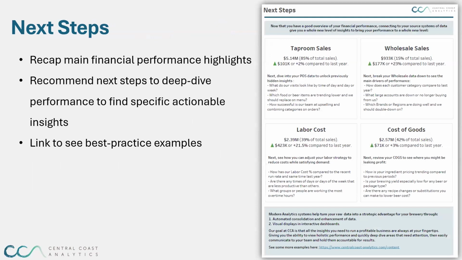Okay, and then finally, we're going to leave you off with this next steps section, right? So we're going back through and recapping those main financial performance highlights. We want to really drive those home so your team knows how everything's going. And because we sometimes can't get to that lowest level of detail through your financial statements, you're going to need to start to dive into more detailed information. So this walks through how you can do some of that and what questions you might ask of your data. And then finally at the bottom, we're leaving you with a link so you can see some best practices about how other breweries get to this really low level of detail in order to drive smart actions.